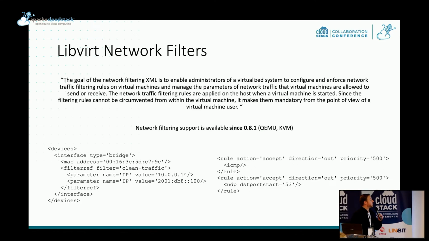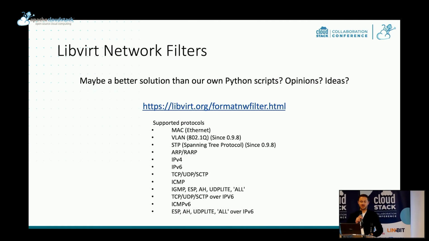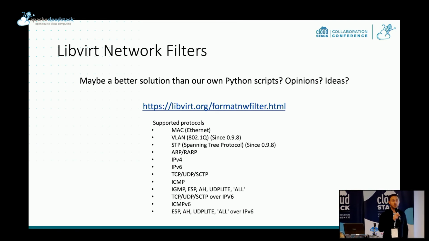But there's one thing I wanted to throw out into the community: libvirt also has support for network filters, and has been since version 1.0.8, which was ages ago. We have our own Python script. However, within the XML of libvirt, you can define network filters and set all these policies, and libvirt will do the heavy lifting for us. So maybe we should use the libvirt filters instead of our own Python scripting.